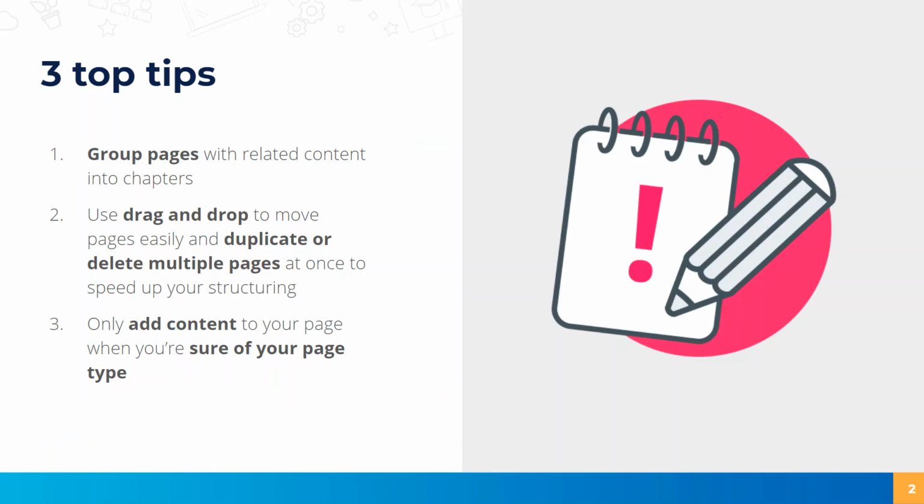To close, I've got 3 top tips for you. Firstly, it's a good idea to group pages with related content into chapters. This will help you make sense of it when you're editing and can also help learners when they're going through the project. You can also use drag and drop to move pages and duplicate and delete multiple pages at once to speed up your structuring. Finally, I'd recommend only adding content to your page when you're sure of your page type. It would be awful to spend a lot of time editing a page, realise you want to change your screen type, and then lose that content that you've created.